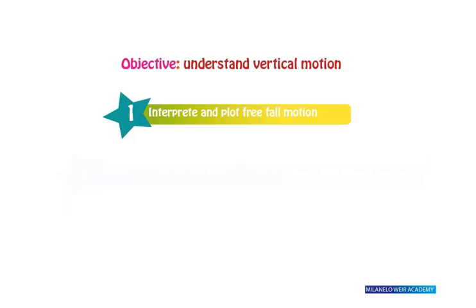In this lesson, we are going to look at understanding vertical motion. We are going to interpret and plot free fall motion, and we'll also look at objects falling in fluids, that is air and liquids. Okay, before we go on and explain things, let's look at a simulation on vertical motion.